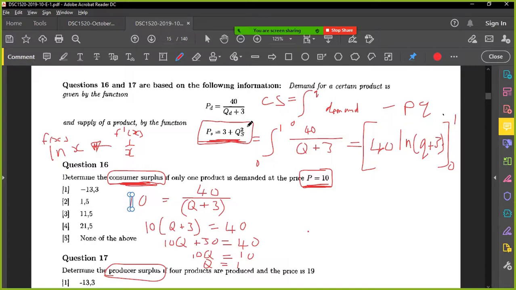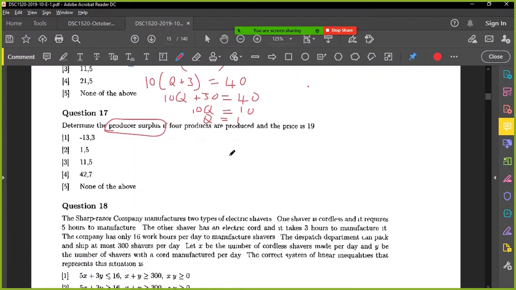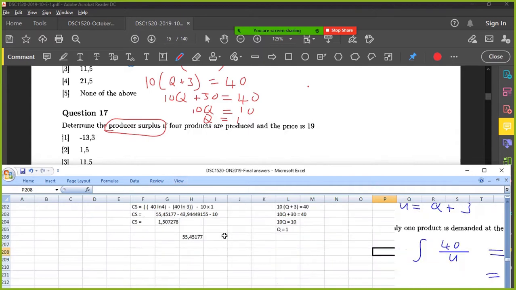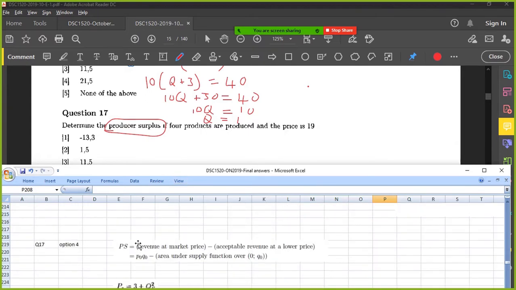Non-linear, yeah. Q squared, hey? Yep. Okay, so producer surplus, you're going to need that formula. There's the formula. Producer surplus, revenue at market price, times the acceptable revenue at the lower price, and then they give you the P0, Q0, okay, minus the area under the supply curve.